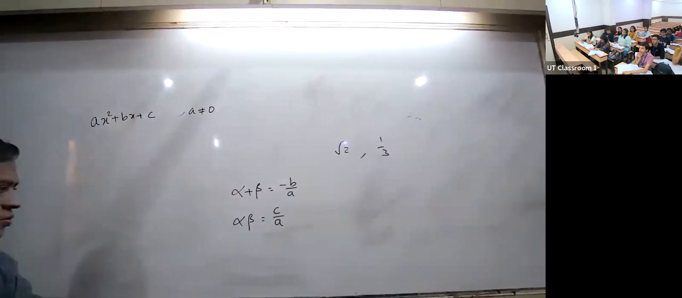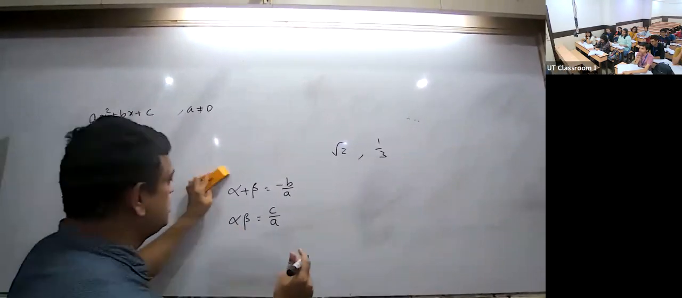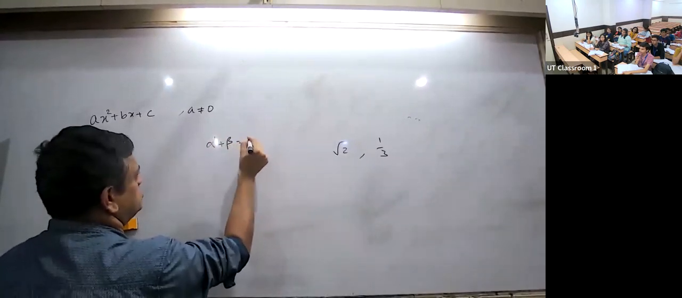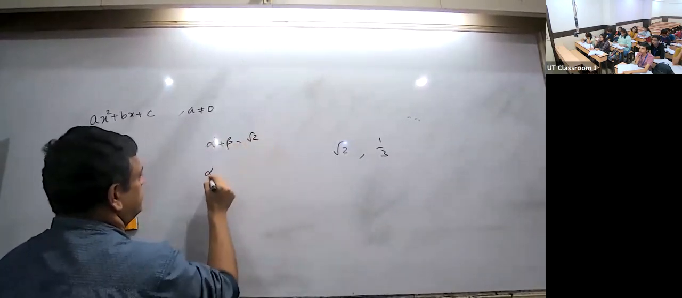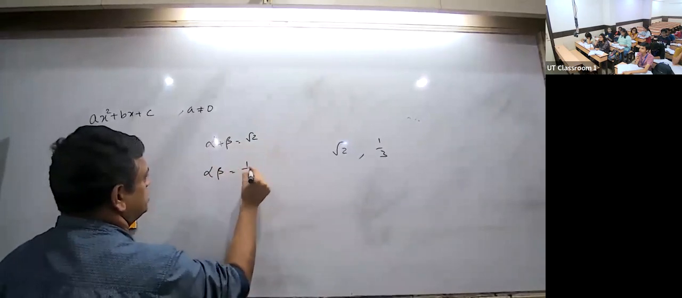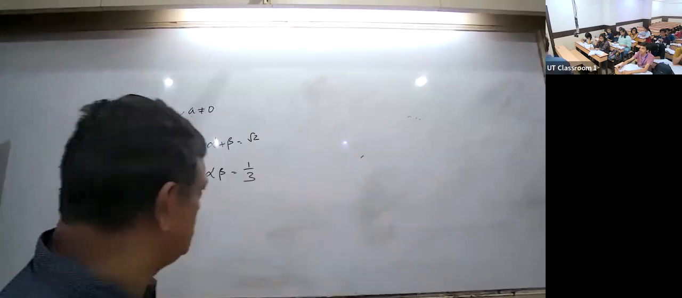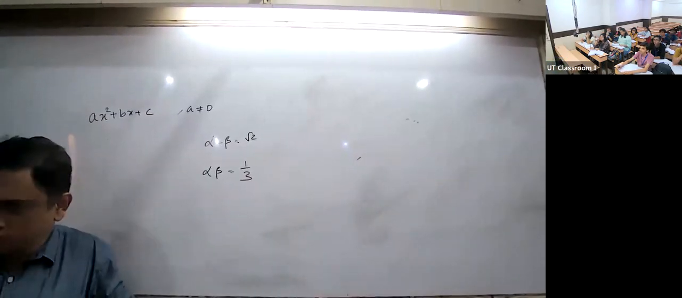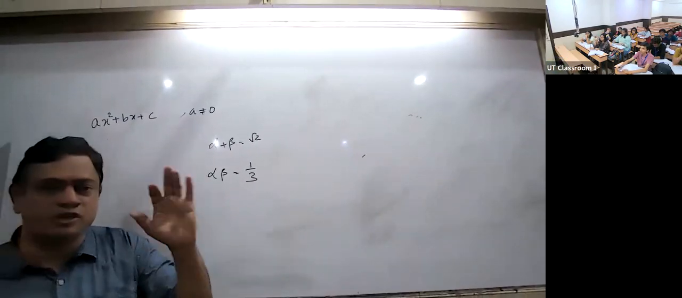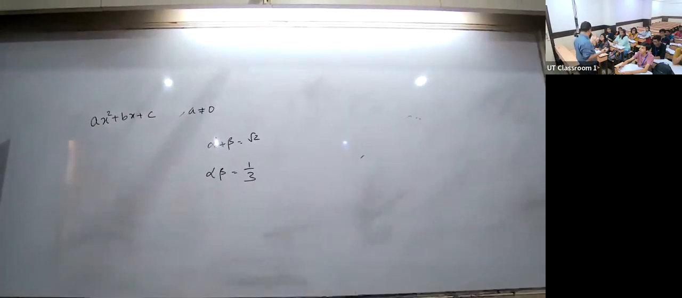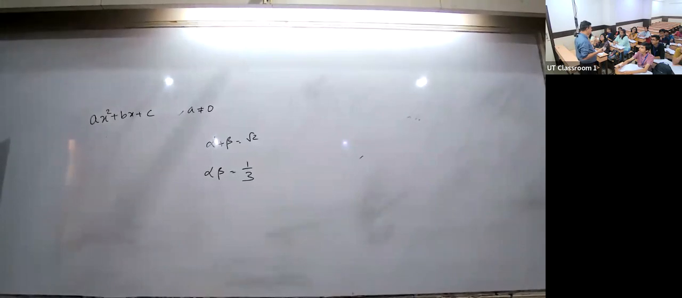For getting this, what values are given? Sum of the zeros, alpha plus beta, is root 2. And alpha beta is given as how much? 1 by 3. From here, you have to find the quadratic polynomial. Look carefully. Alpha plus beta is minus b upon a. Alpha beta is how much? C upon a. Both of them, the denominator should be the same.